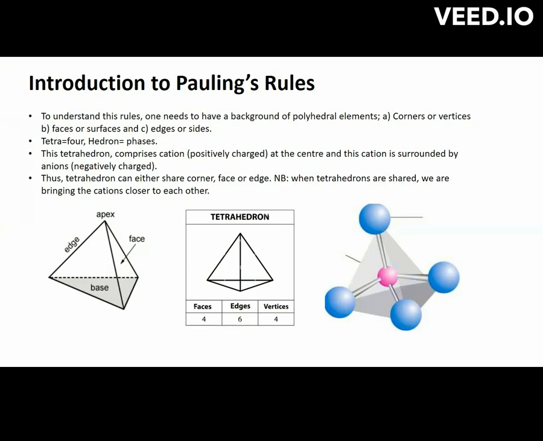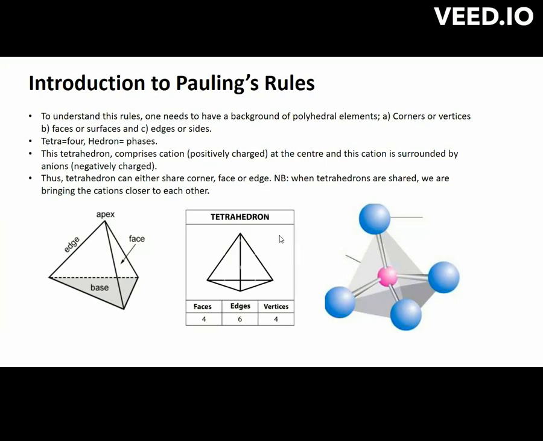You need to understand how to count the faces, the edges, and the vertices. All right, with the vertices or the corners, we have 1, 2, 3, 4. We've got 4 corners or 4 vertices. And then what about the edges? Edges, we're just counting these lines. It will be 1, 2, 3, 4, 5, 6. So we've got 6 edges. Which is why we say the tetrahedron has 4 faces, 6 edges and 4 vertices. Thus, a tetrahedron can share a corner, a face, or an edge.